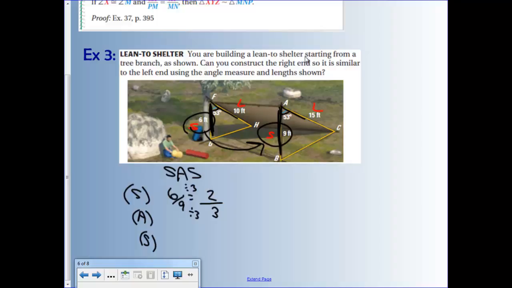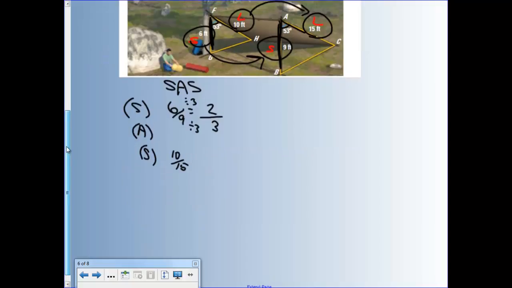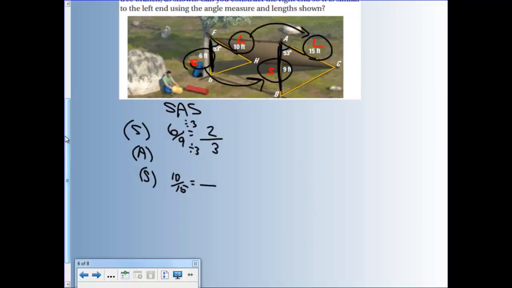Let's skip down here and do this other side. This long side corresponds to that long side. I started on the left, so I'm going to start on the left again. Be consistent. So now I have 10 to 15. How does 10 to 15 simplify? Divide them both by 5. Good. You get 2/3. Are the sides proportional? Yeah?